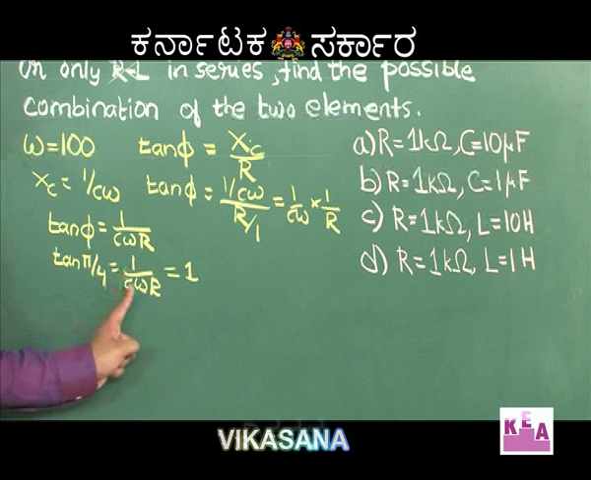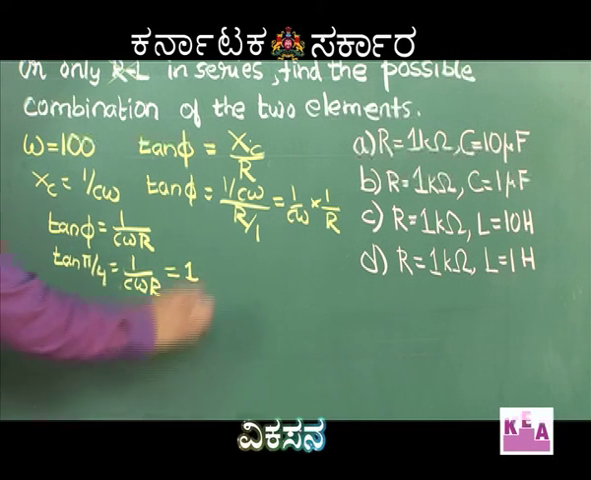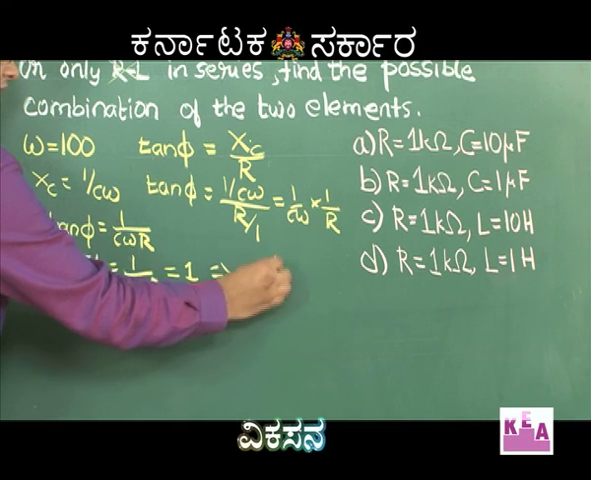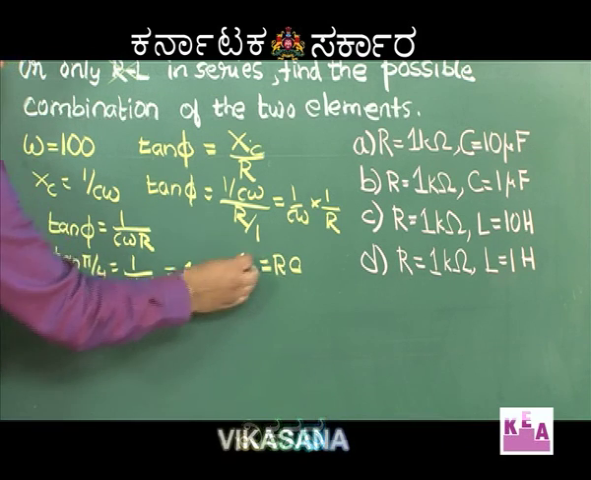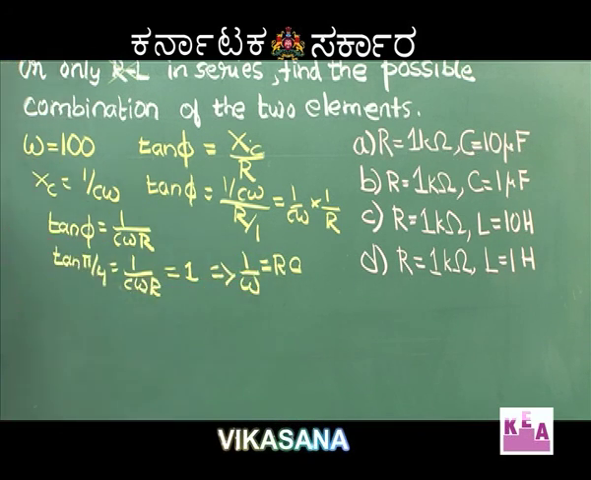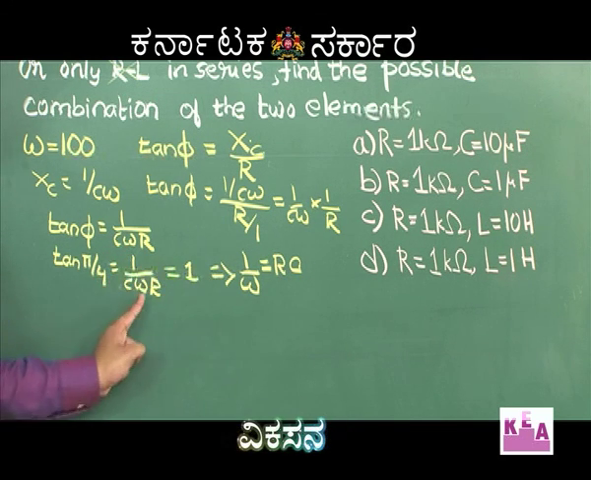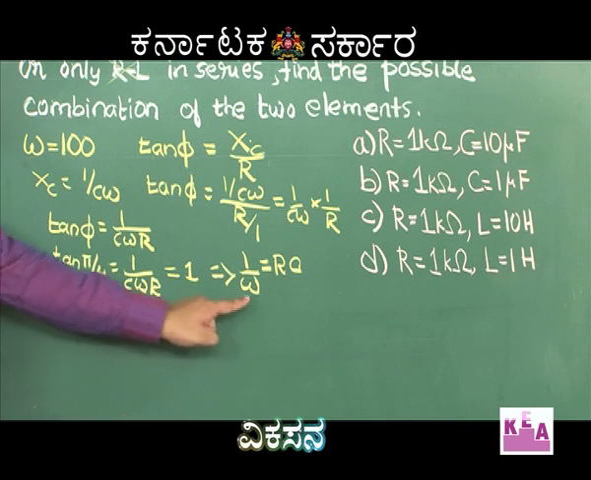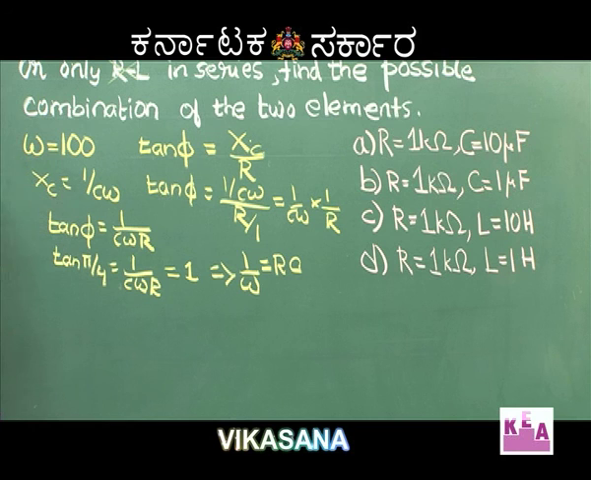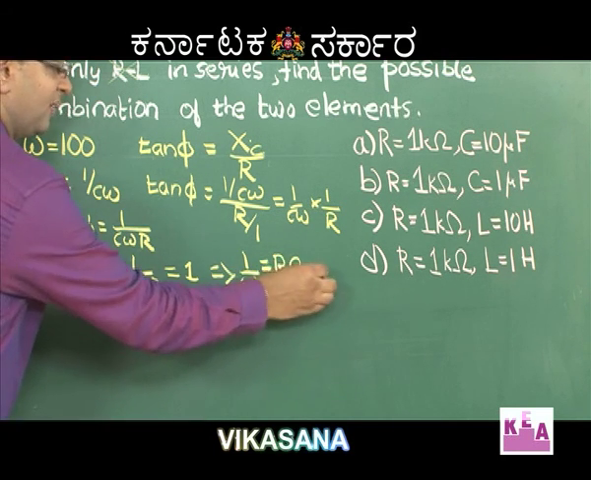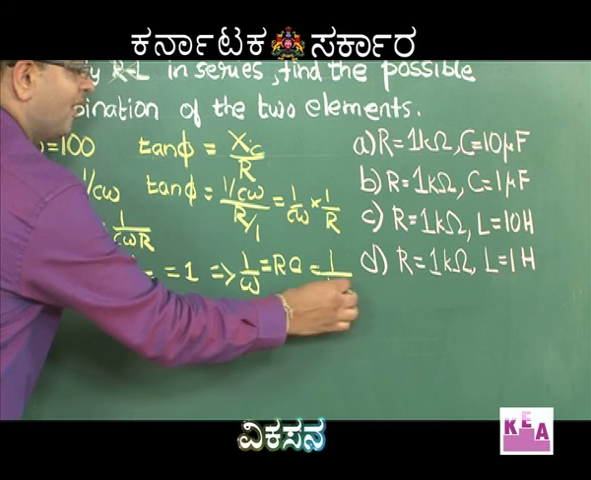Therefore, if I bring R and C to the side, I will have RC equal to 1 divided by omega, because here I have 1, and R and C I bring here. So, 1 by omega is equal to RC. But we have already taken down the value of omega. Omega is 100 radians per second. So, therefore, RC will be equal to 1 by 100.